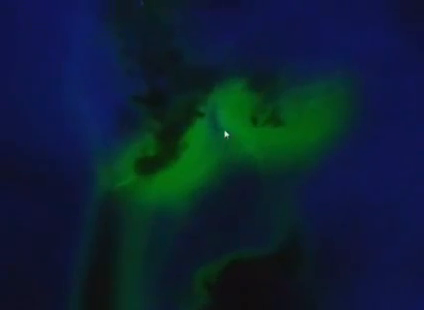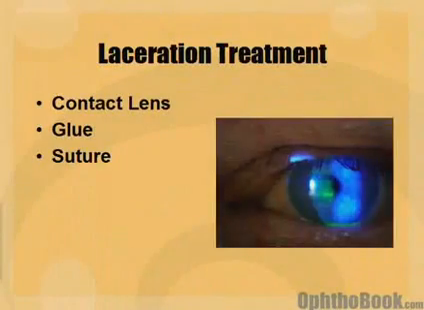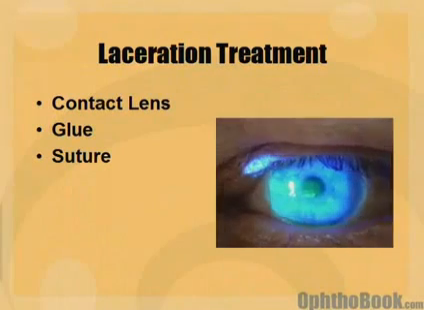This is a Seidel positive corneal laceration. Not good, because if water's leaking out, your chamber can flatten, bacteria can get into the eye, and cause bad infections, so Seidel positive is not good. So how do we treat a laceration?